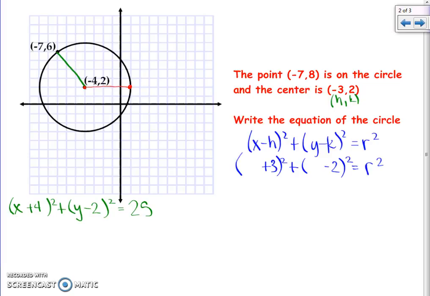Yeah, they're going to give you that other point right there. So this will be our x and y. So we have -7 and we have 8 that we can put in. Now we can solve for r.